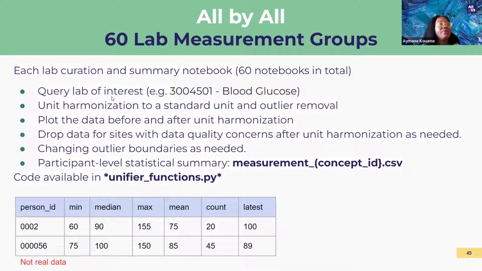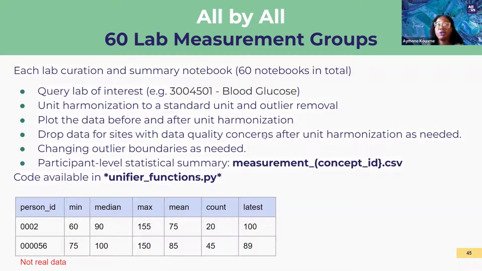But then we also have several box plots before and after. There's a lot of visual analysis to see if the data looks good, if we need to further remove more outliers or do some more work. So you can plot before and after unit harmonization. And then for some, not all, we did drop some sites that, after harmonizing and plotting the data, looked kind of funky, and we had some data quality concerns.